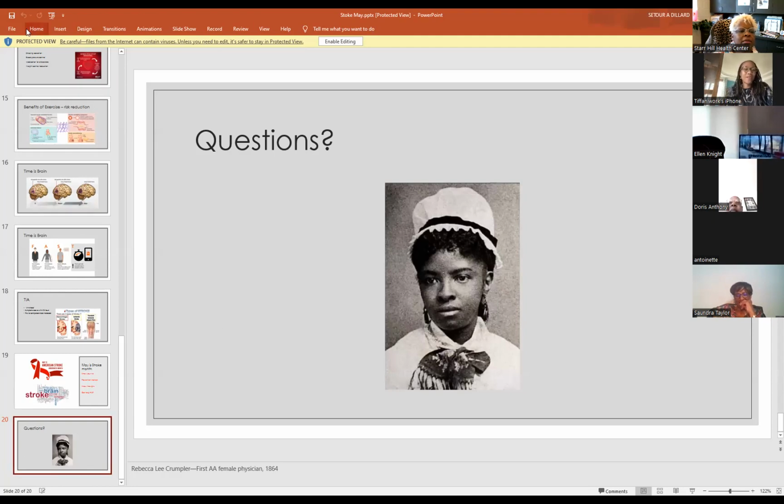That is Rebecca Lee Crumpler. She is the first African-American female physician. She got her medical degree in 1864. Pretty amazing.